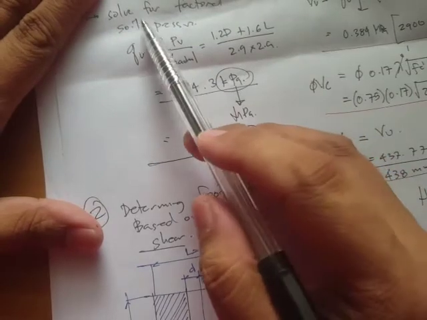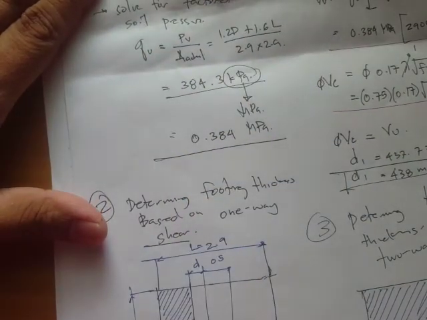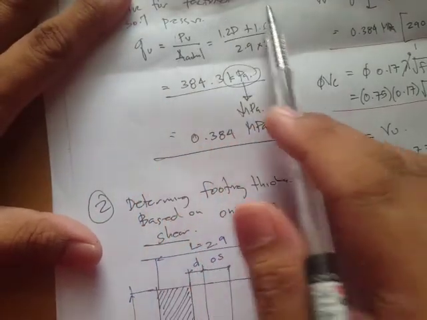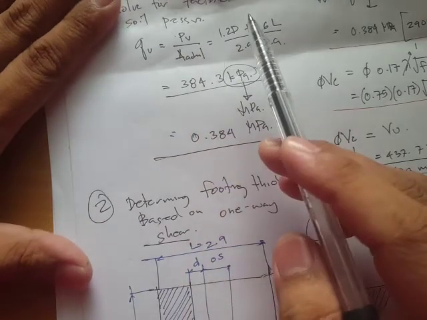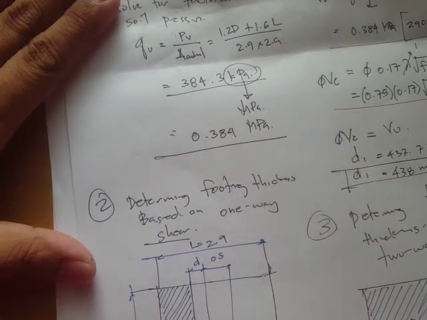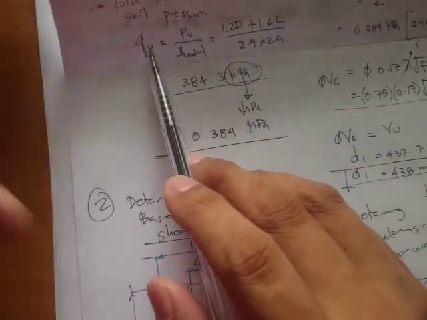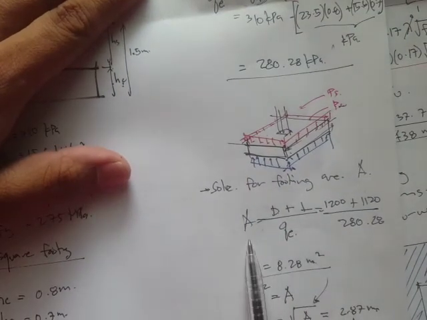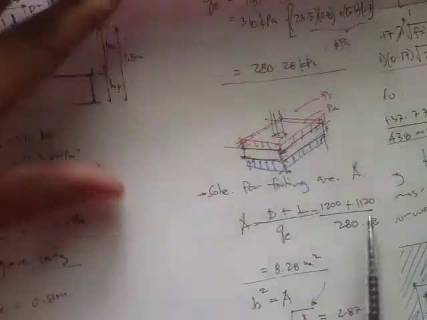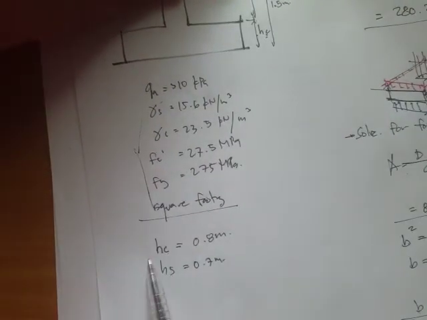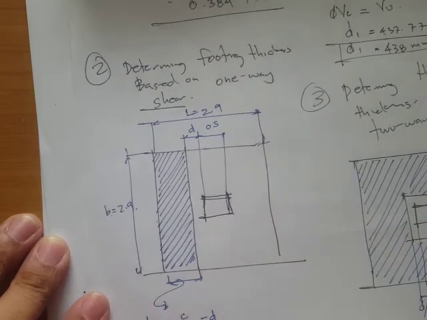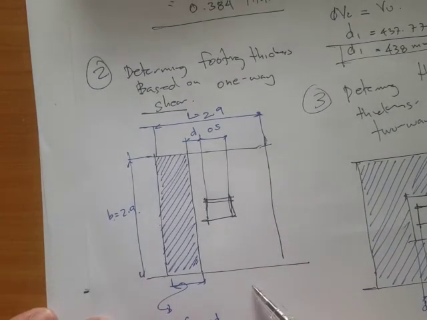Okay, so now we're going to solve for the factored soil pressure, because we will use this in calculating the footing thickness based on the shear. So again, we first solve for the area, and once you have the area, then you can solve for the footing thickness. Now this h sub c is just an assumption. Now we have to check this assumption. So that is why we have to calculate the thickness in terms of the shear.